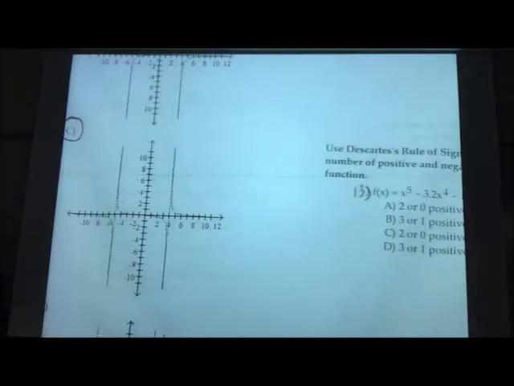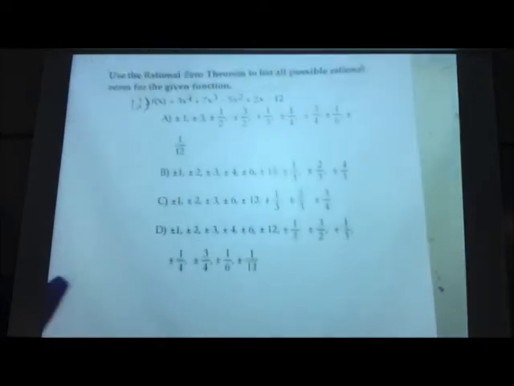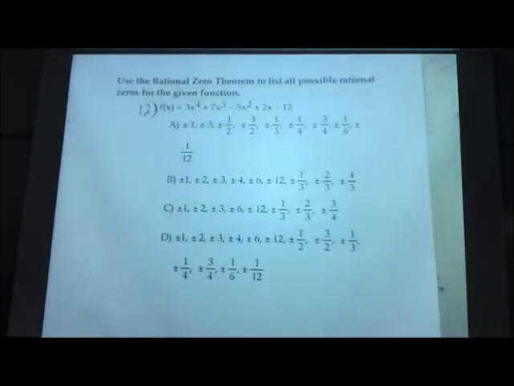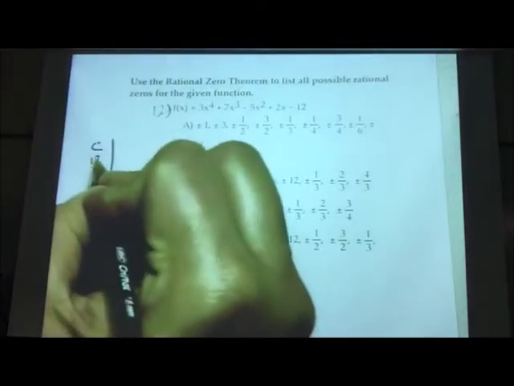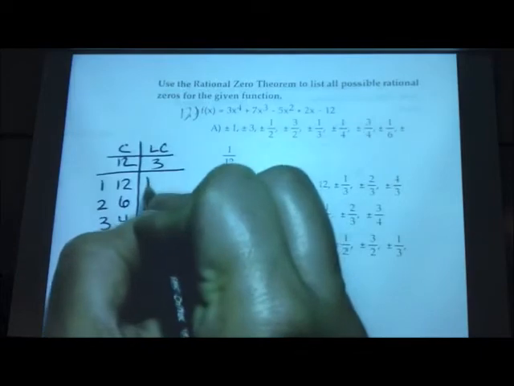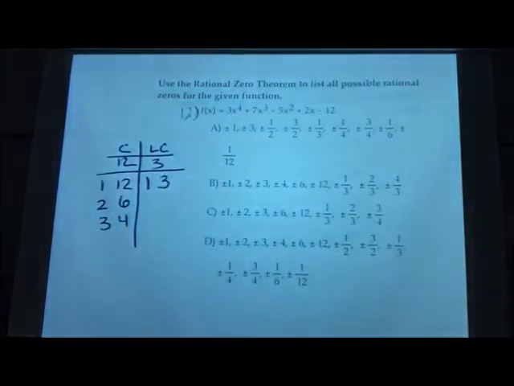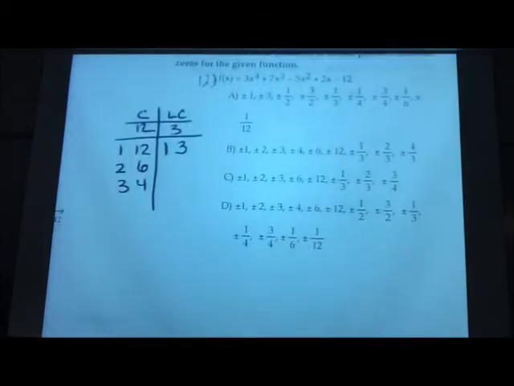Now for the next problem, we're looking for all the possible zeros. So I need to know who my constant is, and my constant is 12. And I need to know who my leading coefficient is, and my leading coefficient is 3. Now your factors of 12 are 1 and 12, 2 and 6, 3 and 4. My factors of 3 is just 1 and 3.